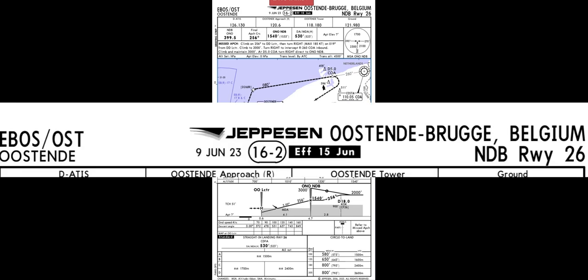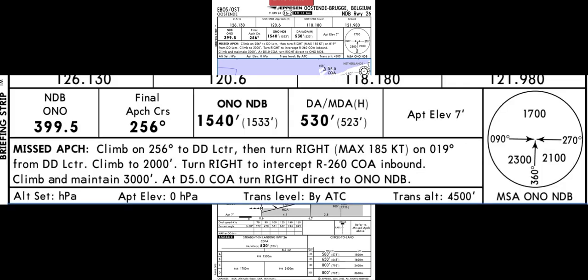We are inbound to Oscar November Oscar, maintaining 3,000 feet QNH. We are inbound to perform an NDB approach B runway 26 in Ostend, Belgium. Chart is 16-2, effective date 15th of June. NDB frequency 399.5, final approach course 256 degrees, altitude at final approach fix is 1,540 feet, DA MDA is 530 feet, airport elevation is 7 feet.